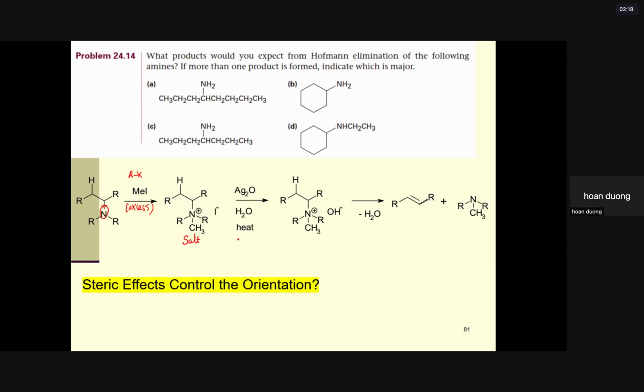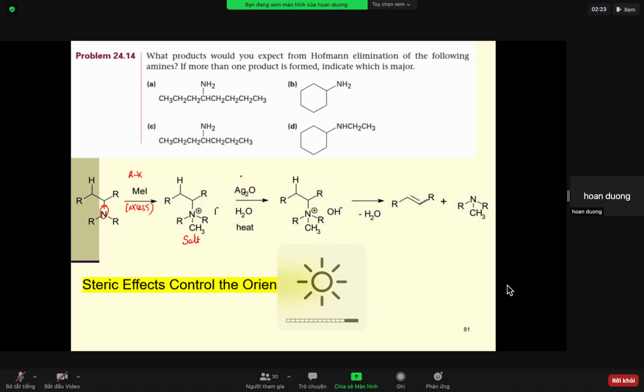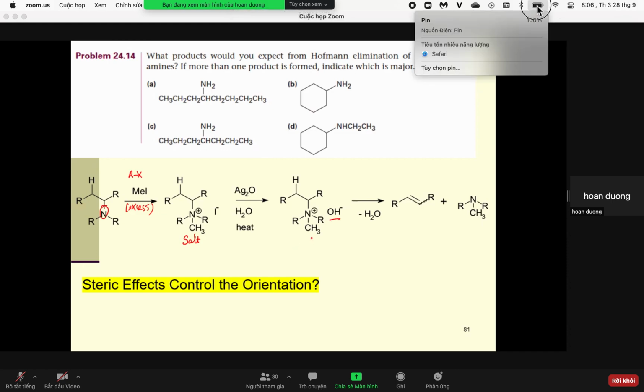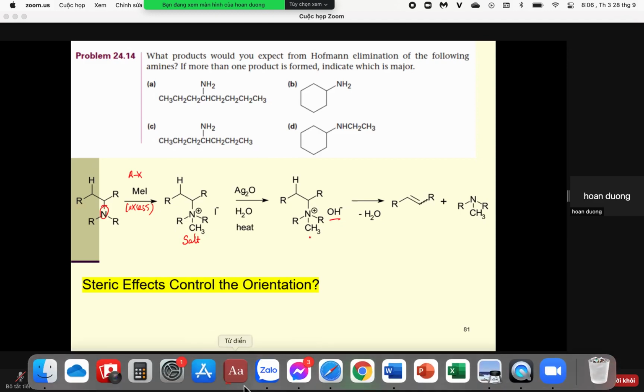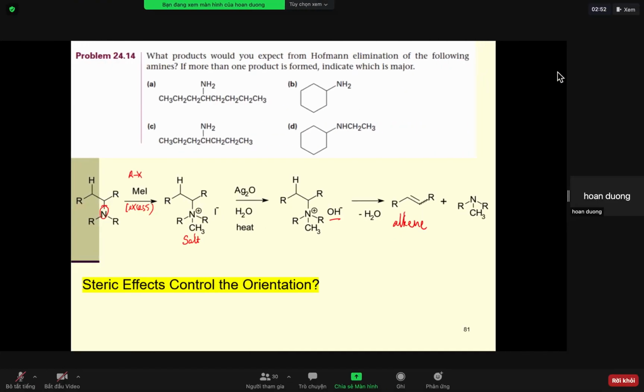And then heated, in the presence of silver oxide, and they make it OH minus, so the base here is hydroxide. And it does elimination, giving water, amine, and alkene, right? And alkene.